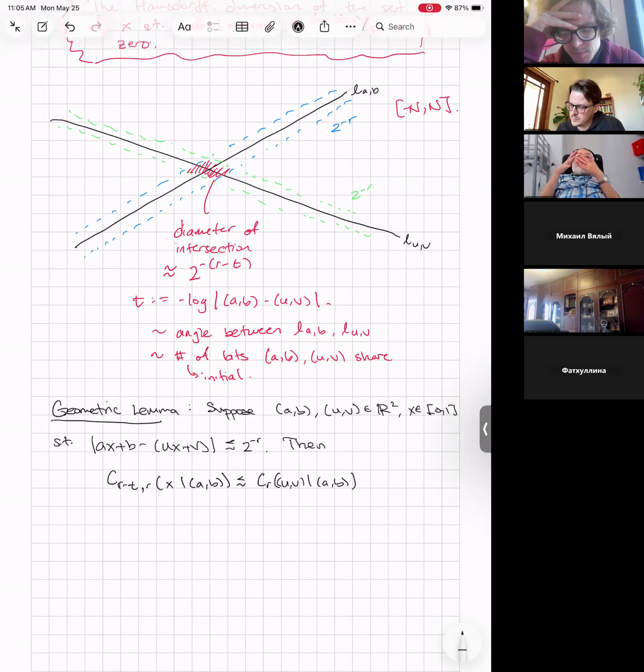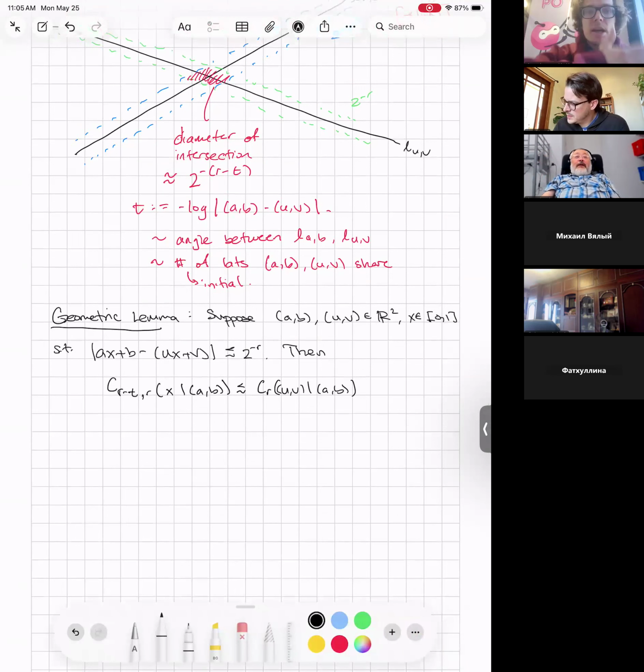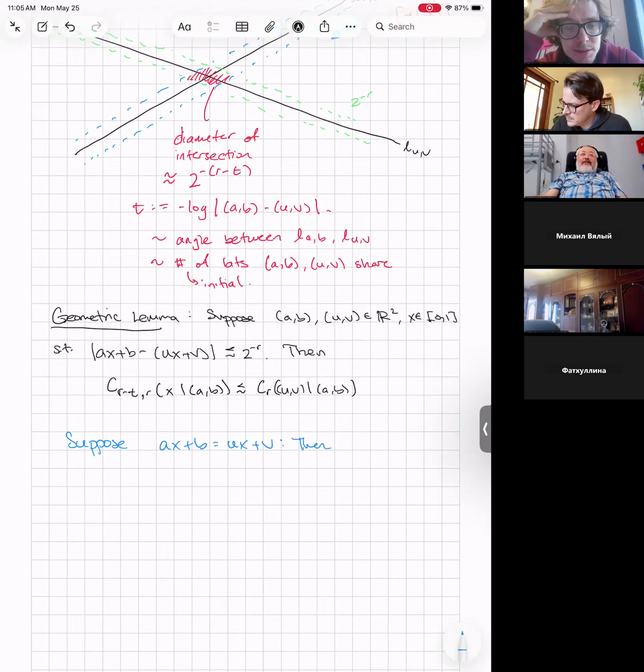It's hard to imagine, a bit in which direction. I'm imagining that I'm moving one line across the other line a bit, and so the intersection point moves a bit. I cannot draw, but I would draw lines which cross with a very small angle. I'm sorry. We have a geometric lemma on the screen.